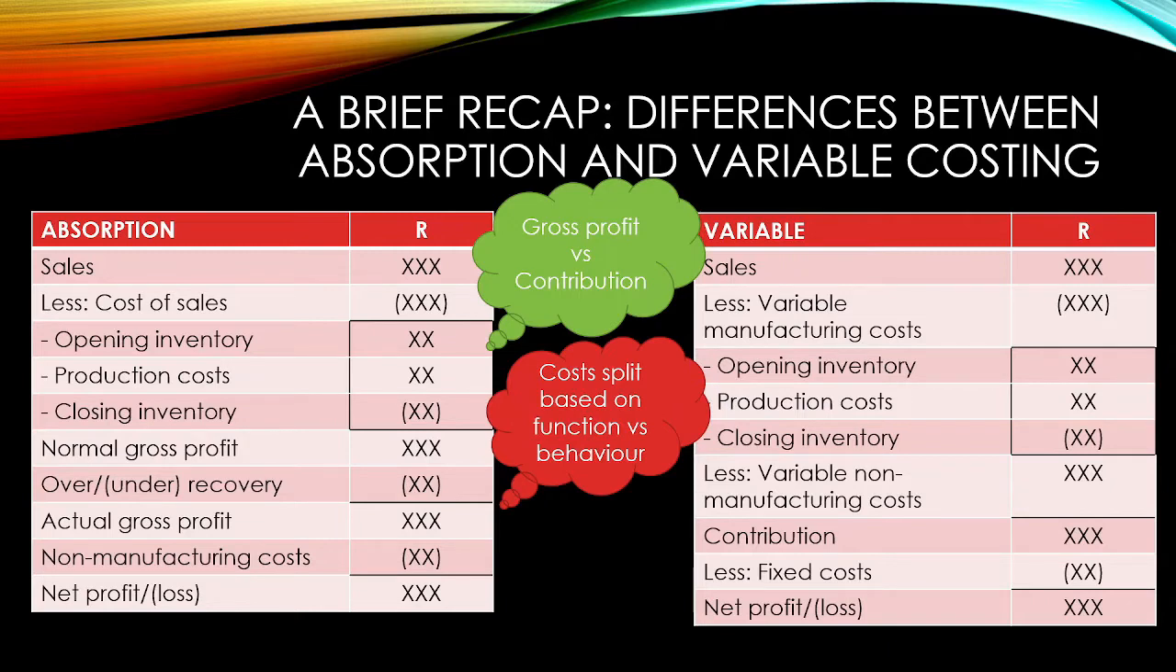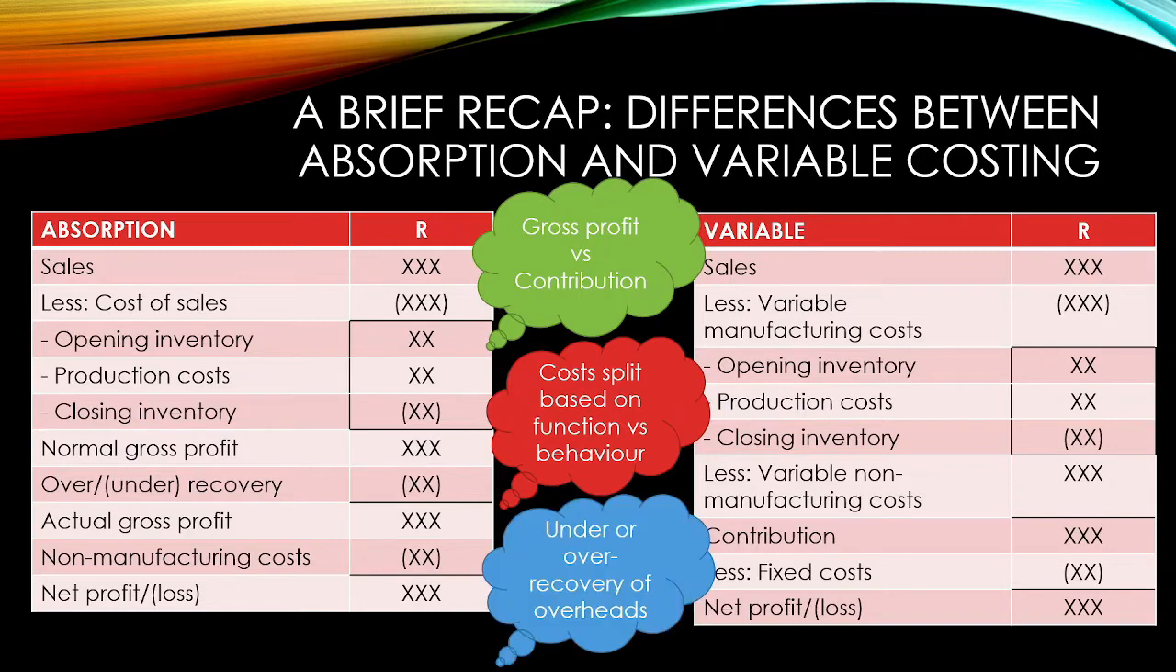Alternatively, variable costing splits the costs based on behavior. Are the costs variable or fixed in nature? Variable costs are presented above the contribution line, whereas fixed costs are presented below the contribution line. Also remember that absorption costing has an under or over recovery of fixed overheads. We don't have this under variable costing.